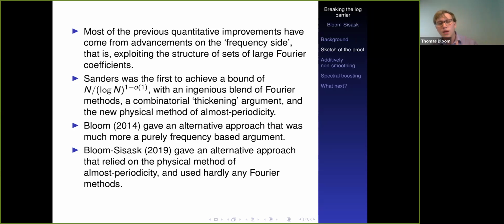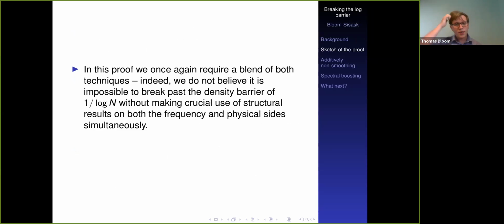And then in last year's paper with Olof Sisask, we gave a third alternative approach that this time used hardly any Fourier analysis at all, and instead used almost entirely this new almost periodicity physical method. And in this proof, we once again return to, just as with Sanders' original proof of n over log n, using both techniques in quite a vital way. And it's my belief, at least, that this is really necessary. I don't believe you can push past this density barrier of 1 over log n using solely Fourier analytic arguments or solely combinatorial arguments.